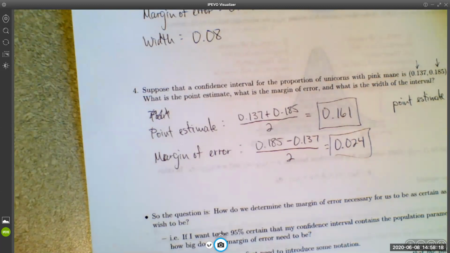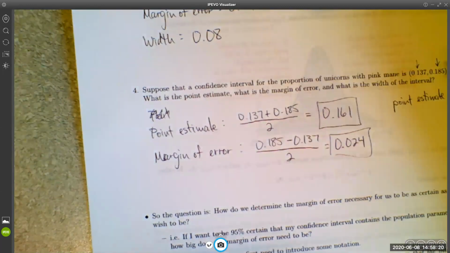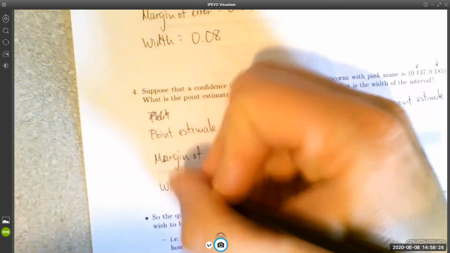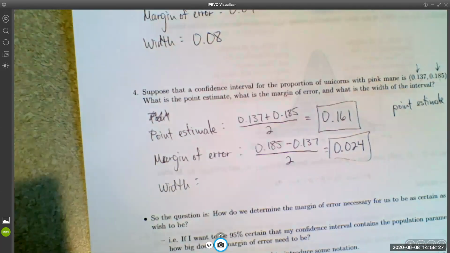What's the width of the interval? Well, the width is just twice the margin of error. It's the difference between this and that. So the width of the interval would be 0.185 minus 0.137. That's 0.048.